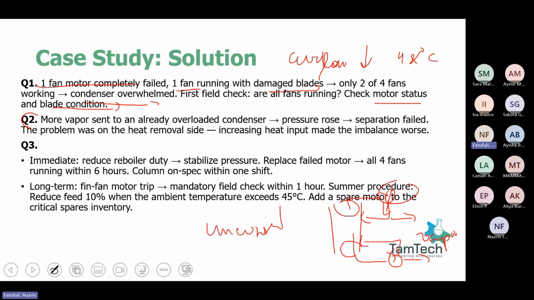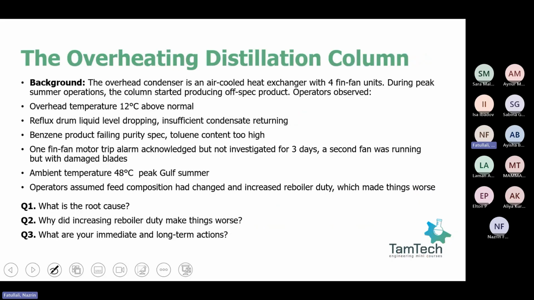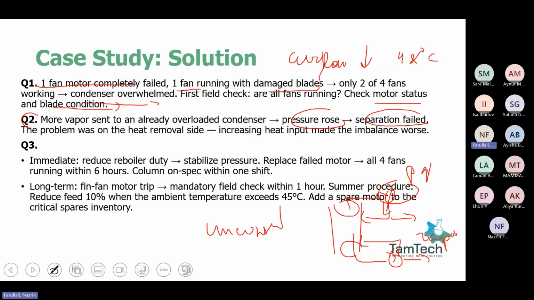vapor will accumulate in your condenser, and here pressure will go up. Your pressure climbs up. Also the temperature profile will shift, and at the end it will cause separation efficiency to decrease. Separation will not be efficient. That's why your benzene product is failing its specification, so toluene content will be high because your separation efficiency will decrease.